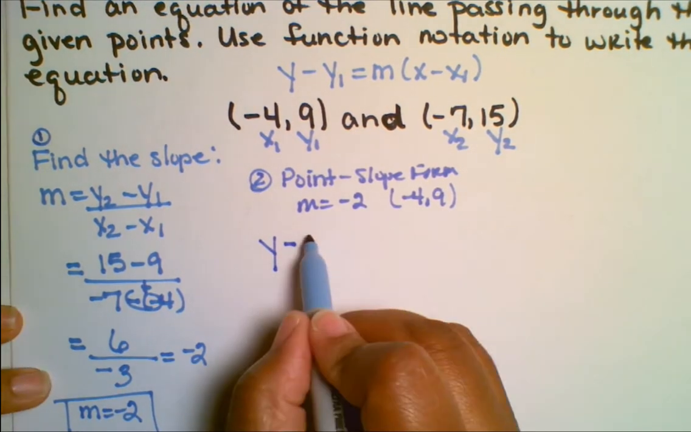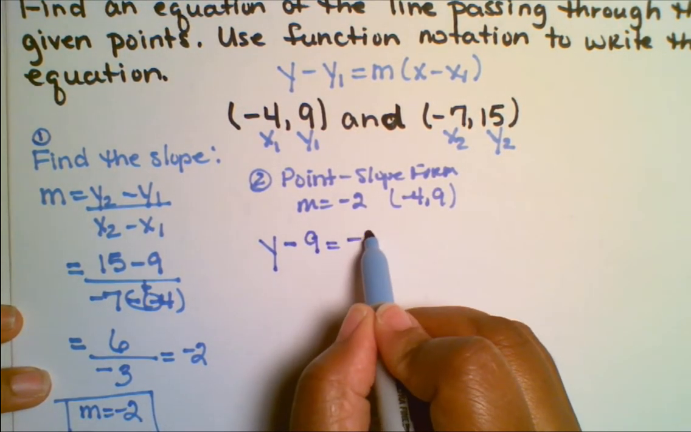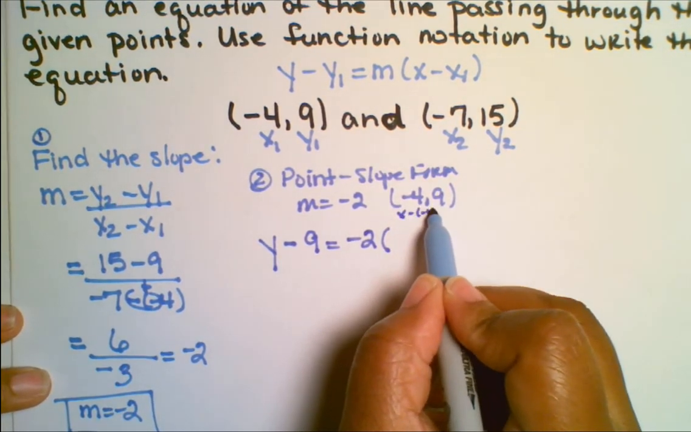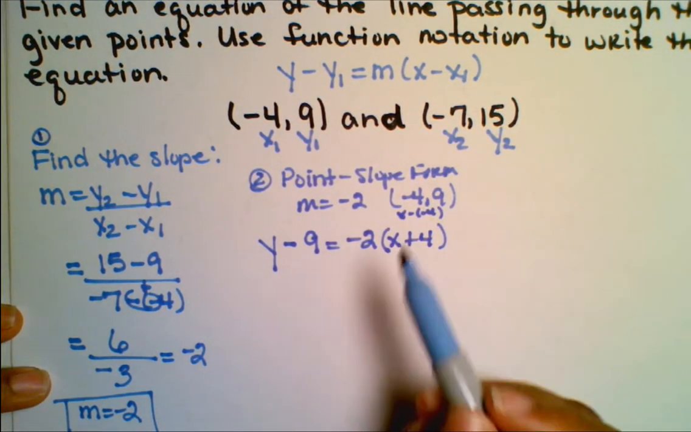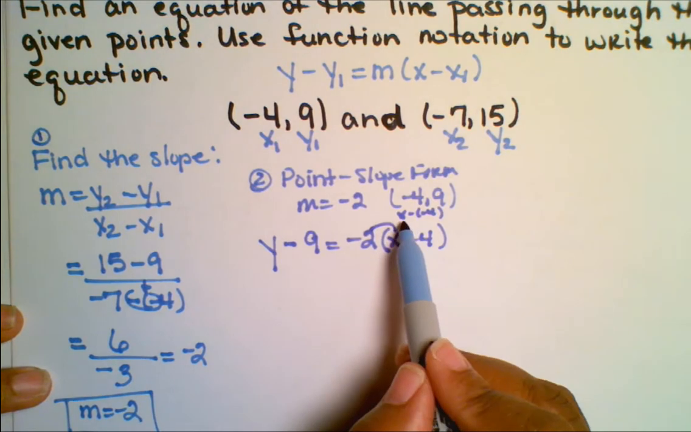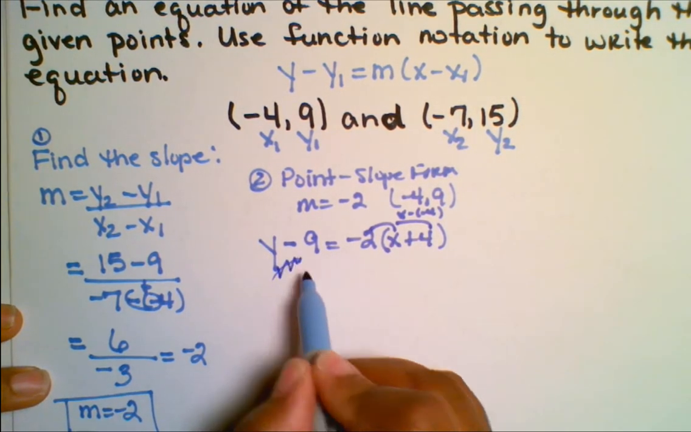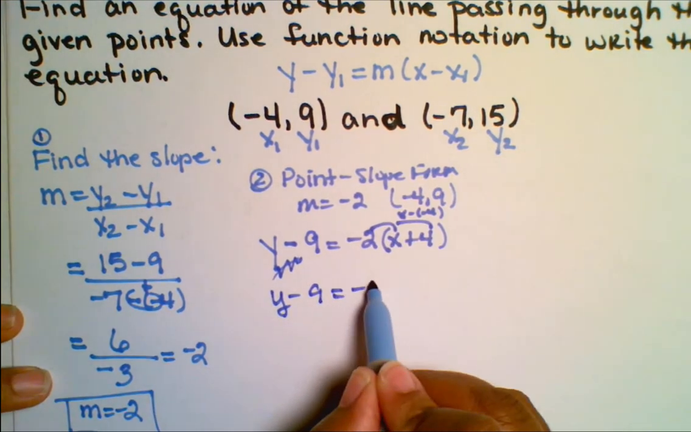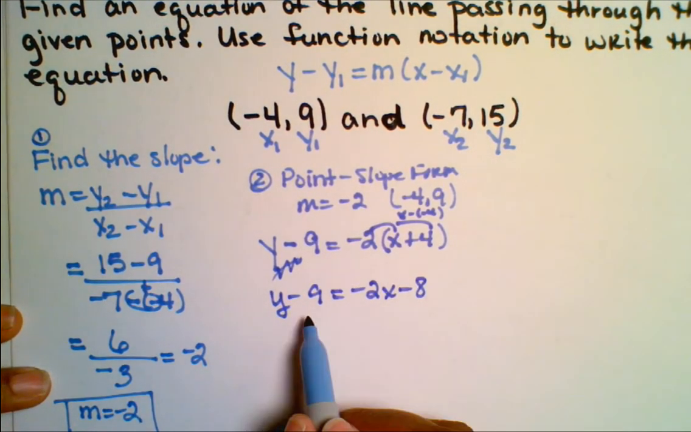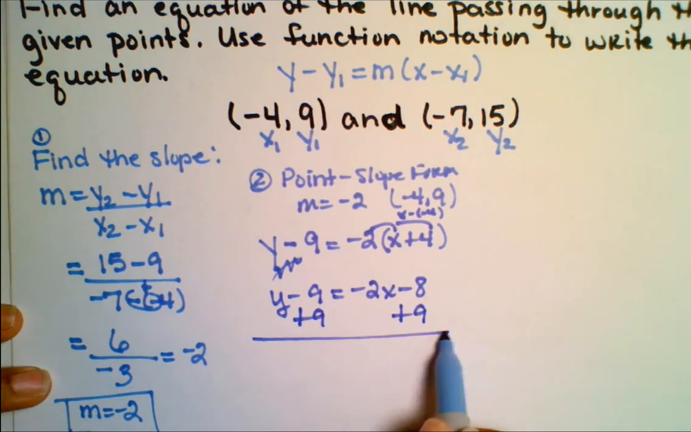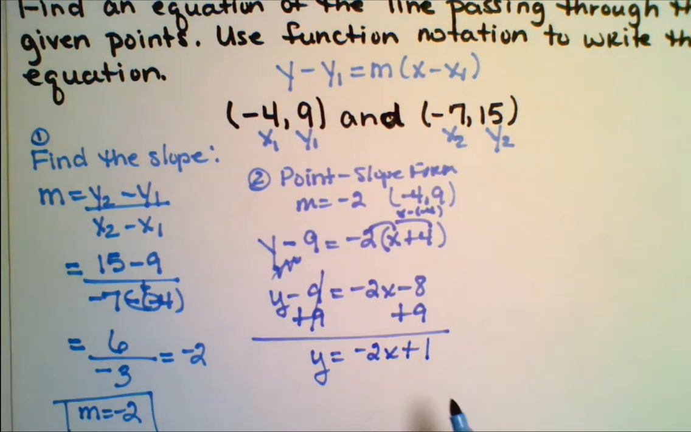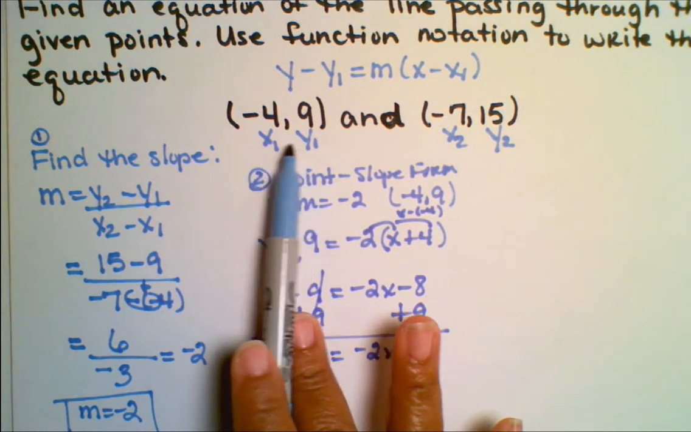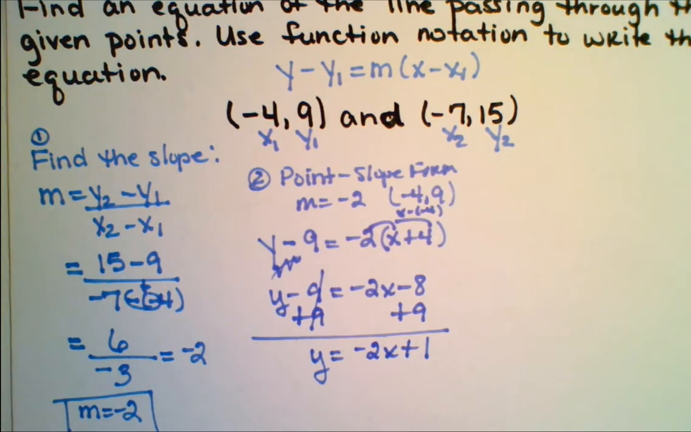y minus 9 is equal to negative 2 times x minus negative 4, and that becomes x plus 4. Let's solve for y, because we're going to put it in slope-intercept form as well. So we have y minus 9 is equal to negative 2x minus 8. Then we add 9 to each side, and we have y is equal to negative 2x plus 1. So this is our equation. You can always check your work by plugging these points in for the coordinates of x and y to see if they're equal to each other.